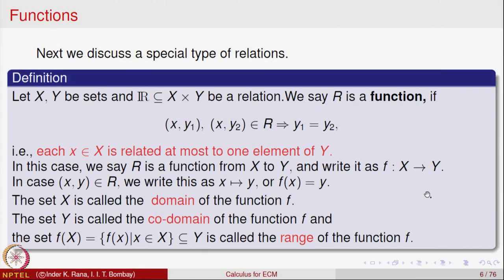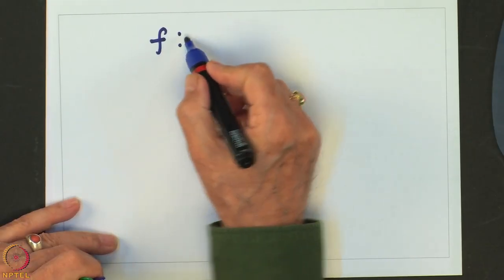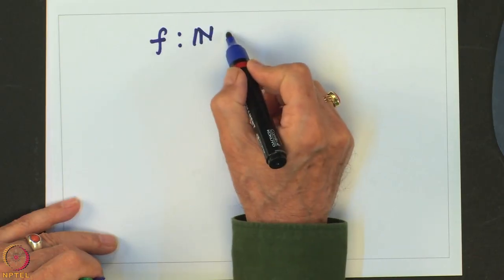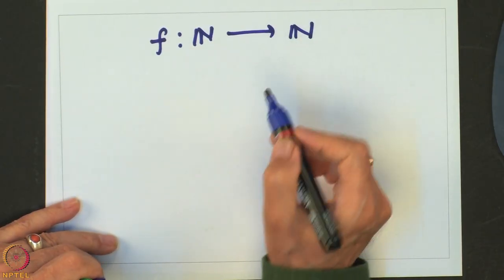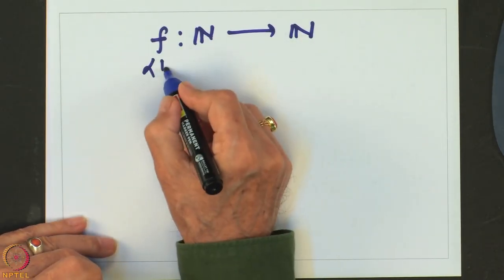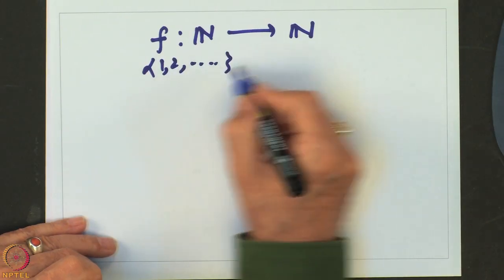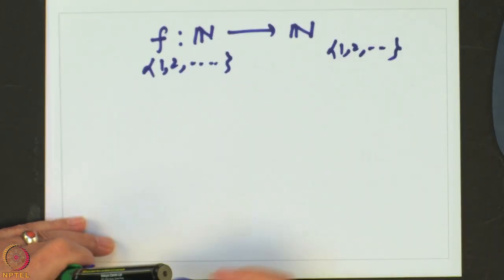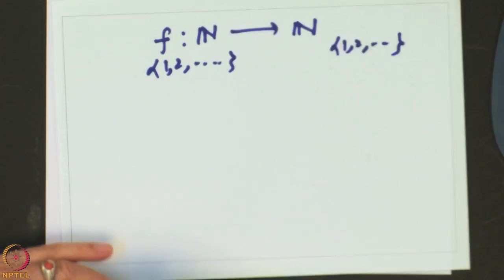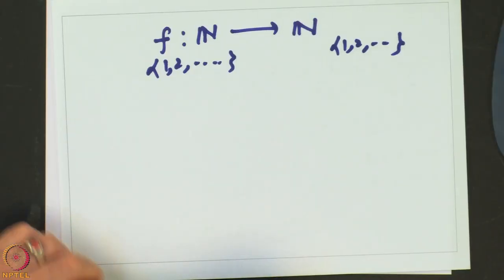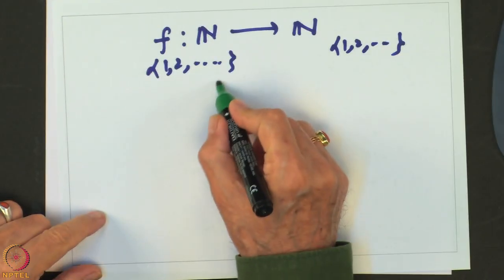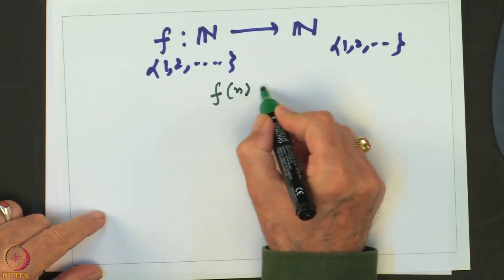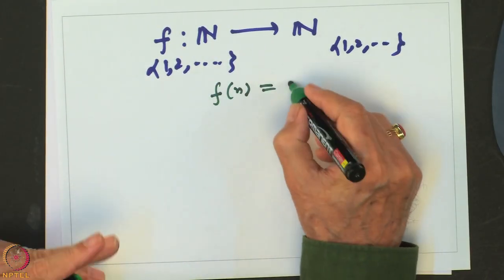Let me give you a very simple example, so that you understand. Let us look at a function f from natural numbers to natural numbers. Recall, natural numbers are 1, 2, and so on. So, what is the function? Let me define the function to be f of n is equal to, let us say, n square.